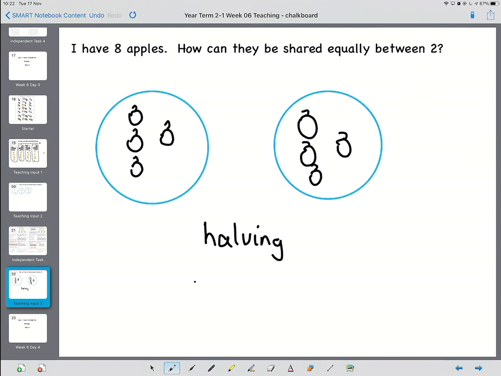We've split them into 2 halves. So each is half of the apples. And that is the special name we give for sharing equally into 2 sections. And tomorrow we're going to be doing some work on halving. Okay? But that is the end of today's lesson.